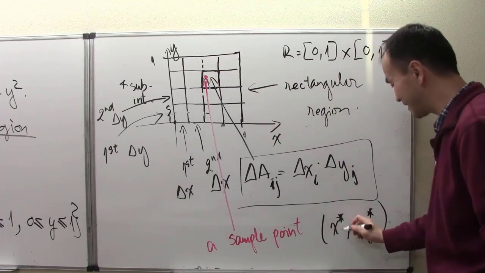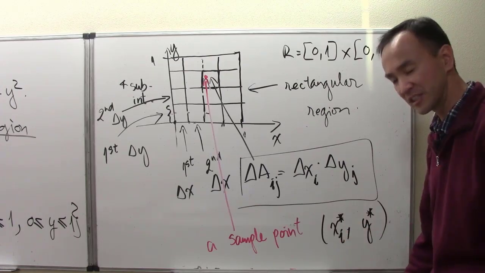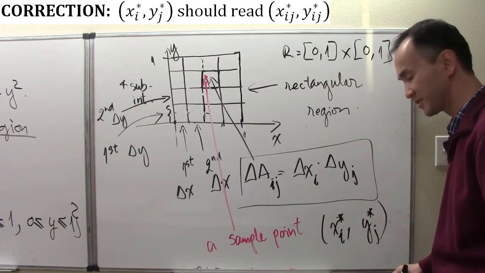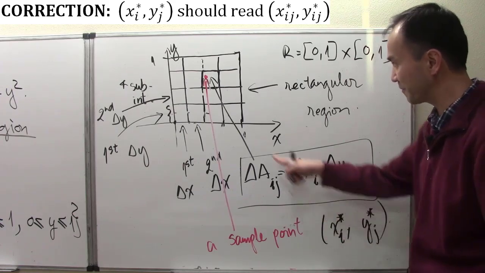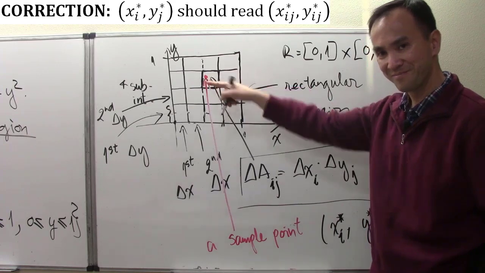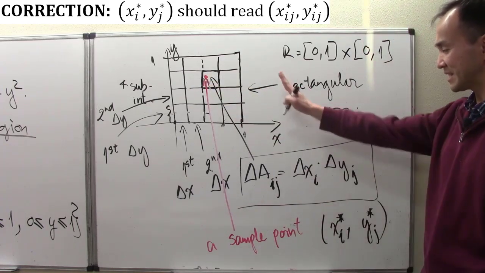Okay, and then this is on the ith x subpartition and on the jth y subpartition. So it's a sample point, that point right there in red. All right, and so that's the idea.